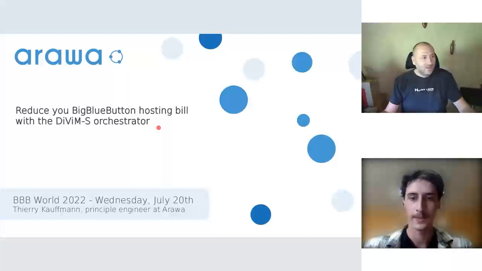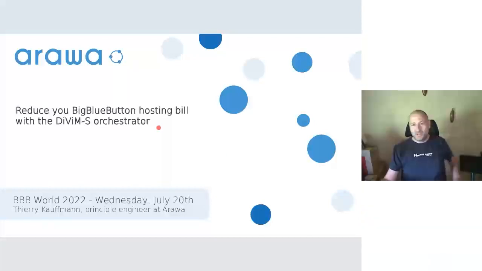Hello, everyone. Thank you for joining this presentation. I'm going to introduce you to the DiViM-S project. It's an open source orchestrator for BigBlueButton that allows you to save on hosting costs. You pronounce it DiViM-S because originally it meant Dynamic Virtual Machine Scheduler.